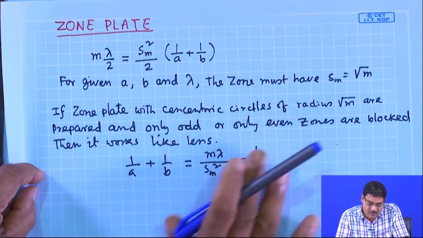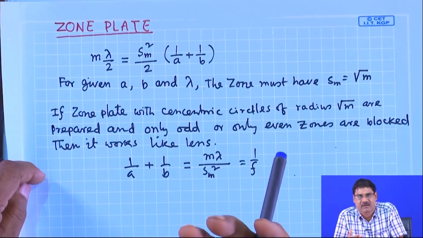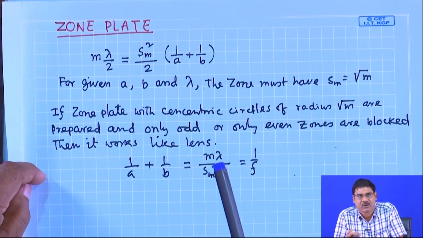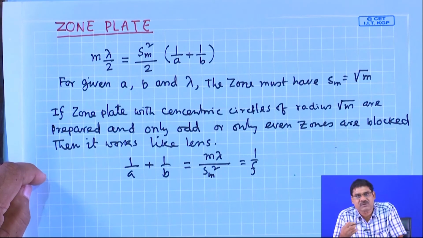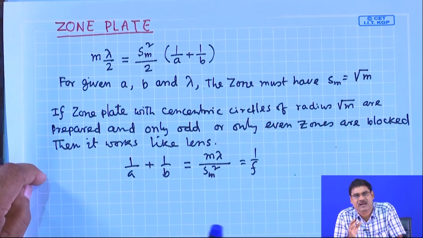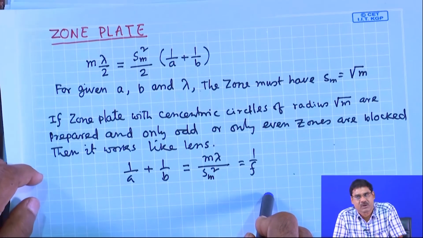This way we fabricate the device, and that is called a zone plate. Alternate zones are blocked and other zones are open: opaque, transparent. Light will pass through and you will get an action like a convex lens.